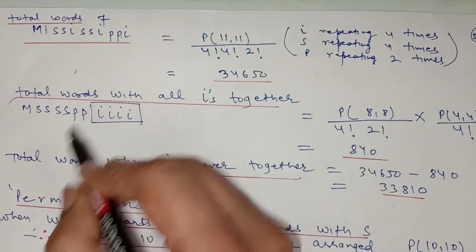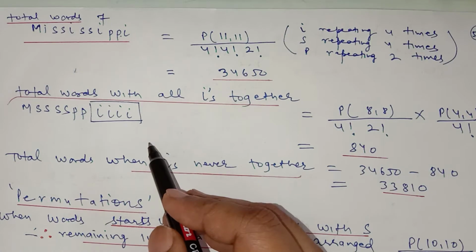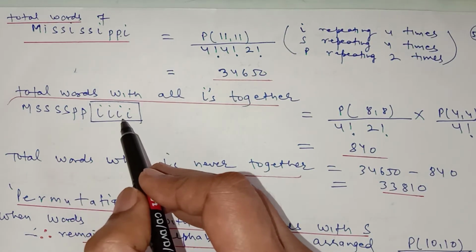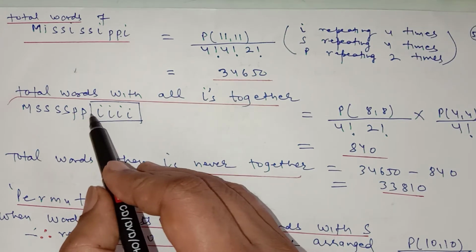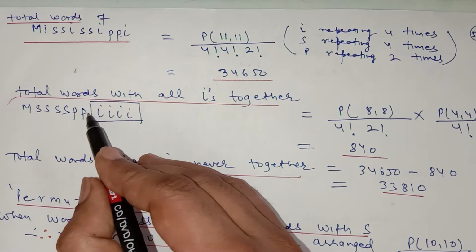Now let us find how many words are there in which all four I's are together. So how do we do these types of questions? Let us take all these four I's together. Let us count them as only one alphabet because they have to be always together, or let us tie them with a rope.